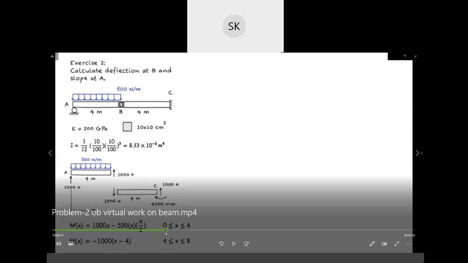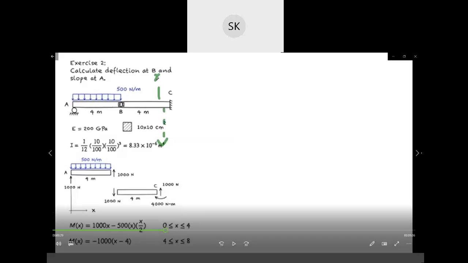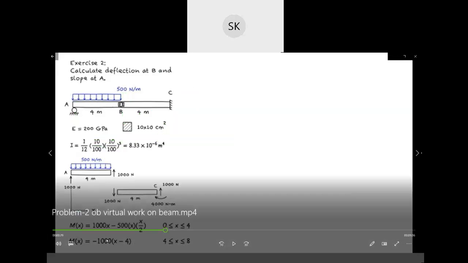Now for the moment equation from 4 to 8. There will be one reaction only, which is 1000, and if I take a section here at a distance x from 0, what will be the distance? I know this part is 4 meters, so the distance will be x minus 4. So 1000 is reacting at a distance of x minus 4, and this is for 4 to 8. So this is my boundary condition, this is my moment equation.